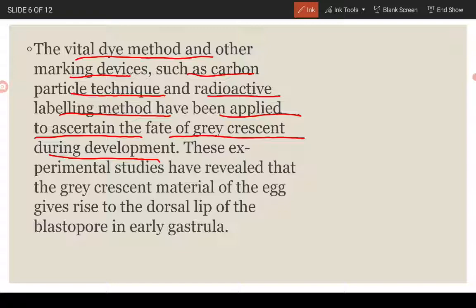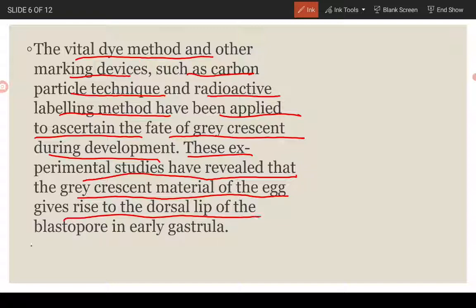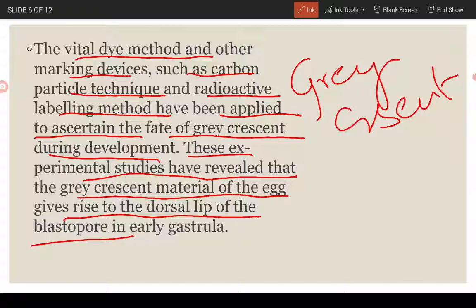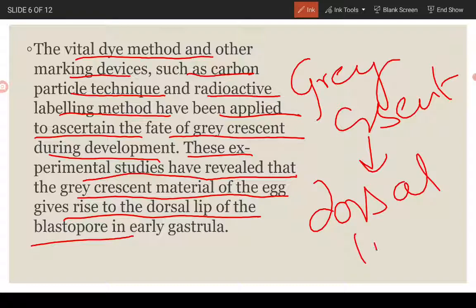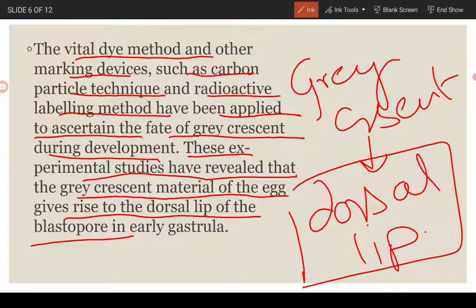So these studies revealed that the gray crescent material of the egg gives rise to the dorsal lip of the blastopore. So the gray crescent forms the dorsal lip of the embryo. Now we will see why this dorsal lip is so important for the development of the embryo, but for now the important thing is that the gray crescent forms the dorsal lip of the embryo.